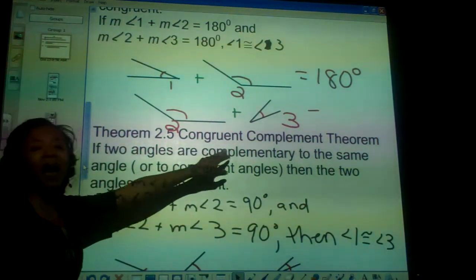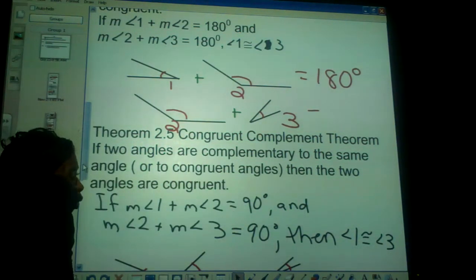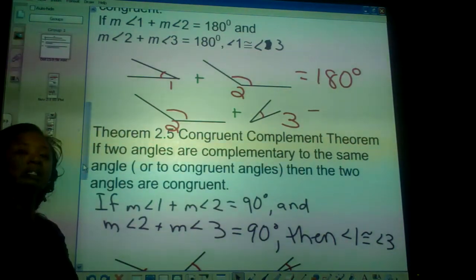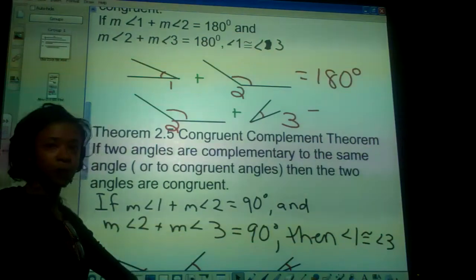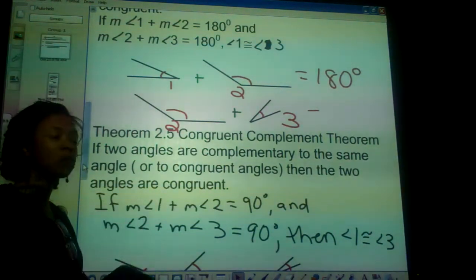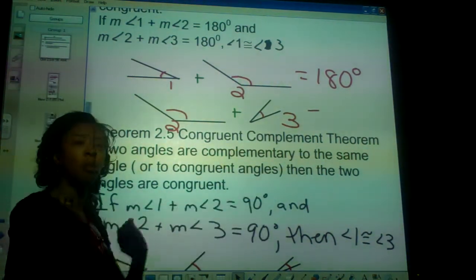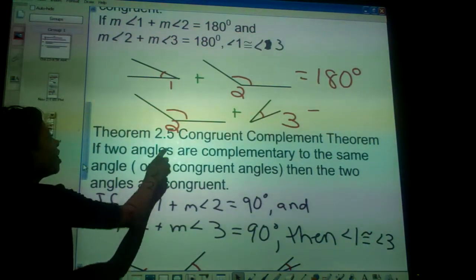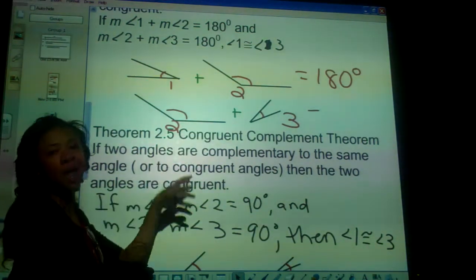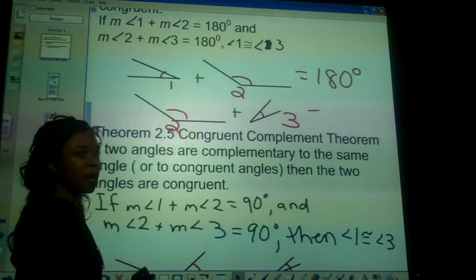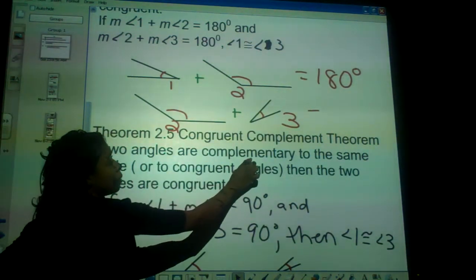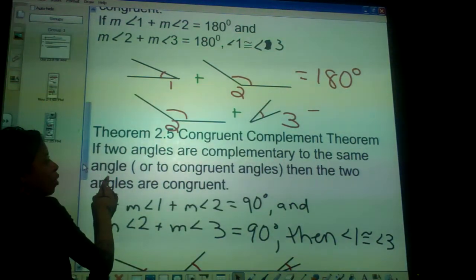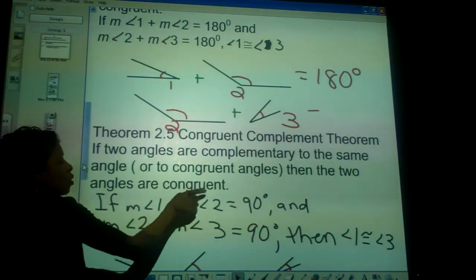The same thing goes for the complement. I can do that with the complement. Remember, complement is two or more angles equaling 90 degrees. Supplement, two or more angles equal 180. Complement, two or more angles equal 90 degrees. This theorem is just like the supplement theorem. The only difference is when I add two angles and they are complementary to the same angle or to congruent angles, then the two angles are congruent.